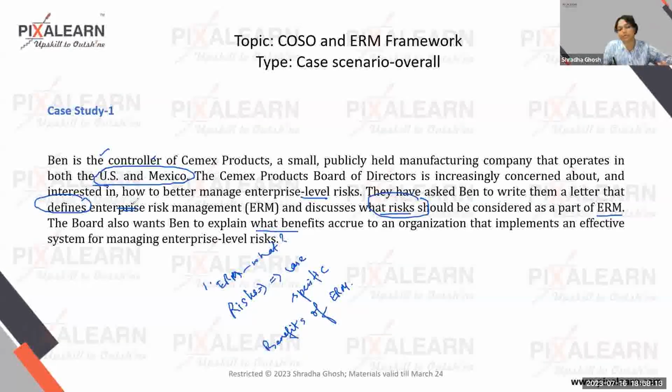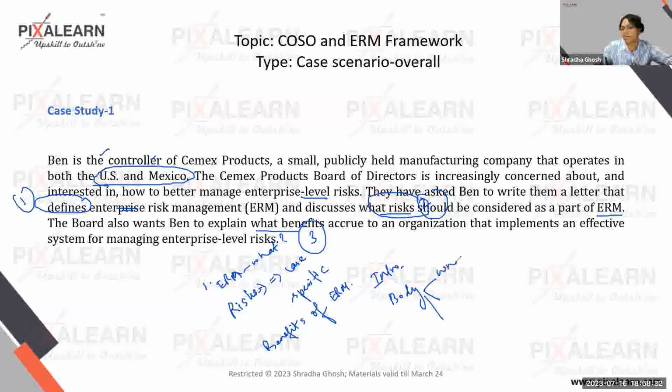Define ERM. So this is one. What are the risks and the benefits? These are the three specific questions which are asked in the question. So I know that when I have an intro, body, and conclusion, my body will have three paras. I'm going to have what is ERM.